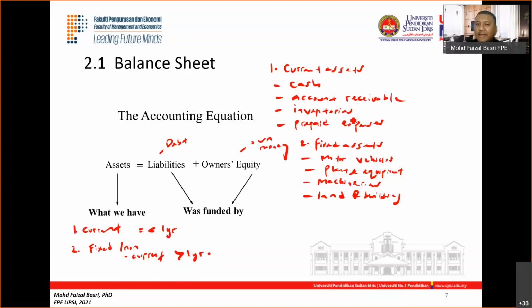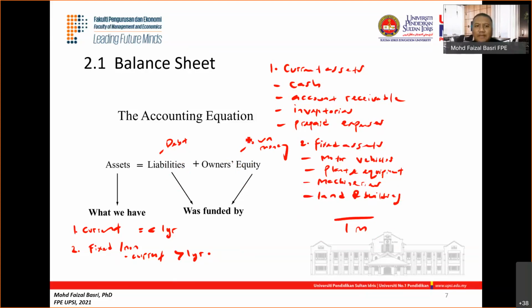Okay, so let's say if I add everything that I have under current and fixed, I have 1 million. Katakan I have 1 million worth of total assets. Automatically, we know the liabilities and equity side will be 1 million as well. It will be 1 million. Okay, cuma the distribution either heavier on the liability sides or even on equity sides depending on company.